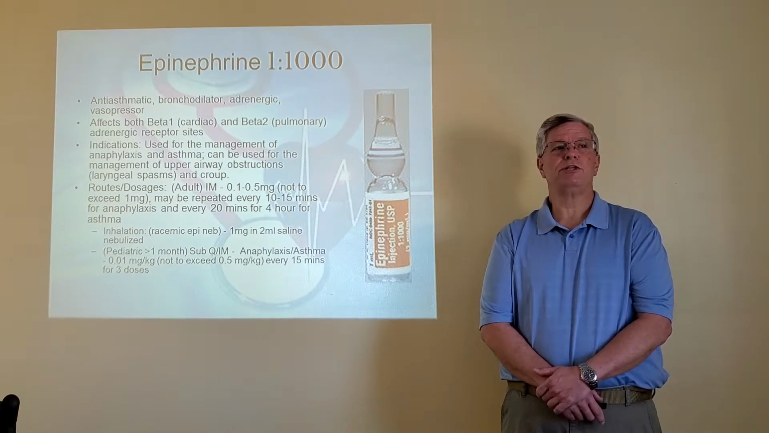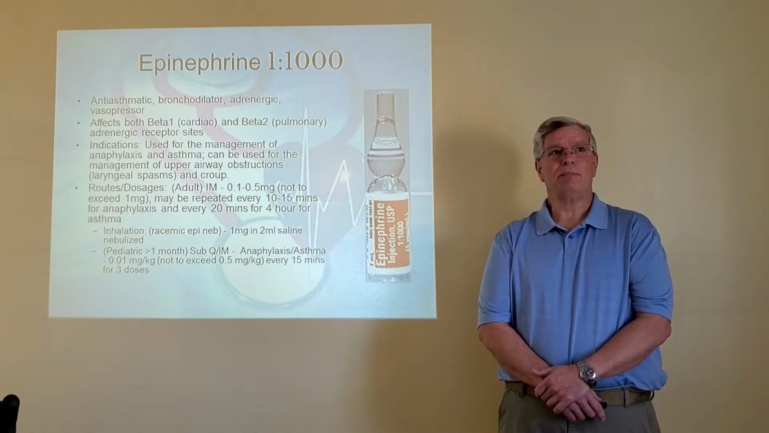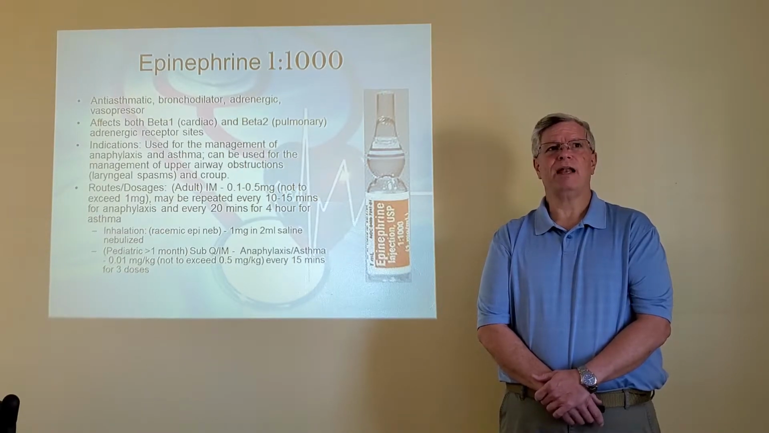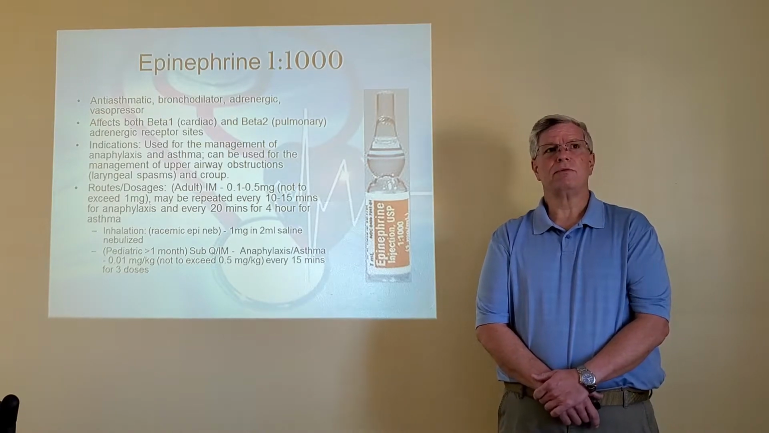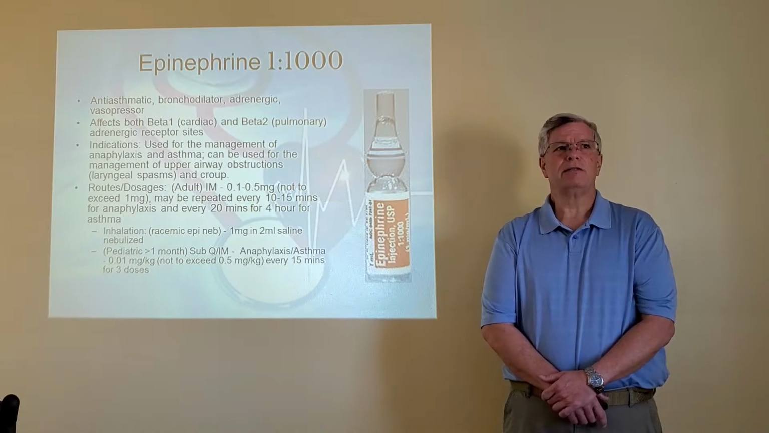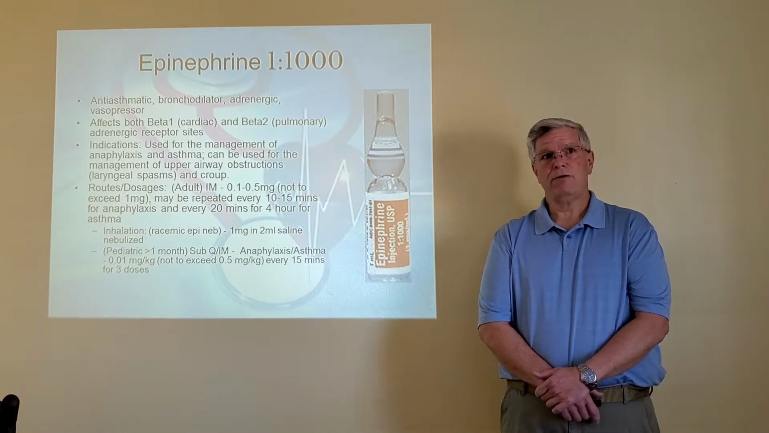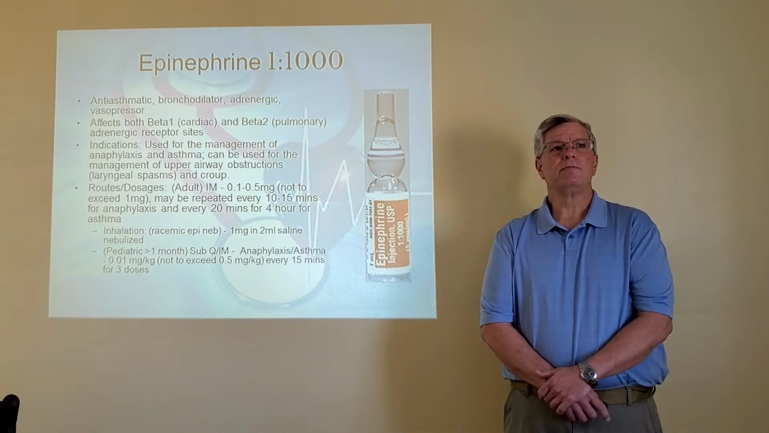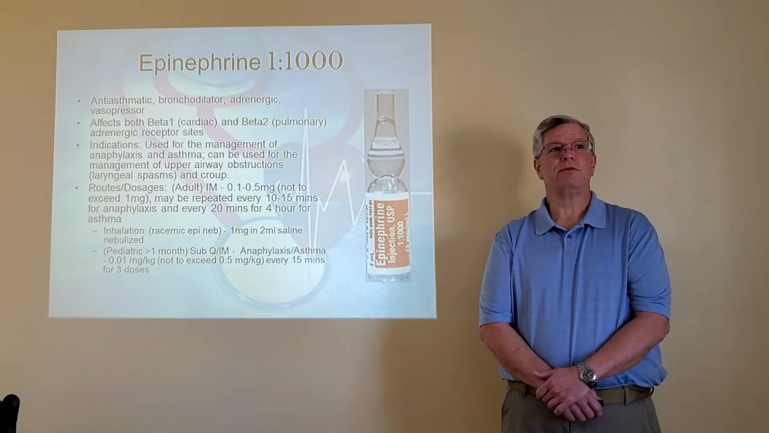With croup in children, dosage is 0.1 to 0.5, not to exceed 1 milligram. May repeat in 10 to 15 minutes for anaphylaxis, and every 20 minutes for 4 hours for asthma. With the croup, you can do a racemic epi. Neb is 1 milligram in 2 milliliters of saline put in the nebulizer. And in pediatrics under a month, it's sub-Q and IM.